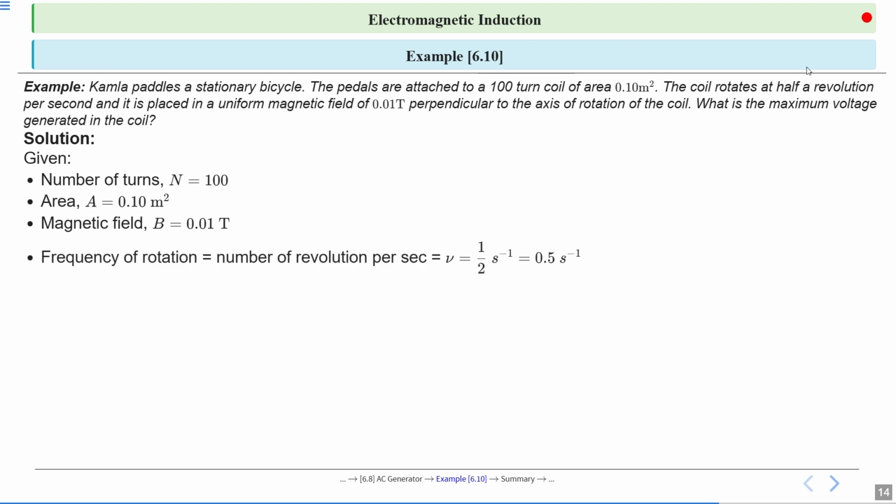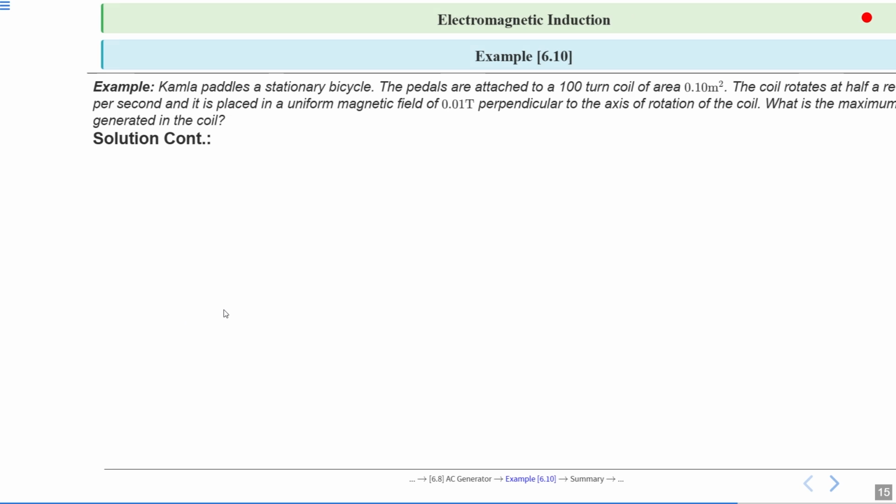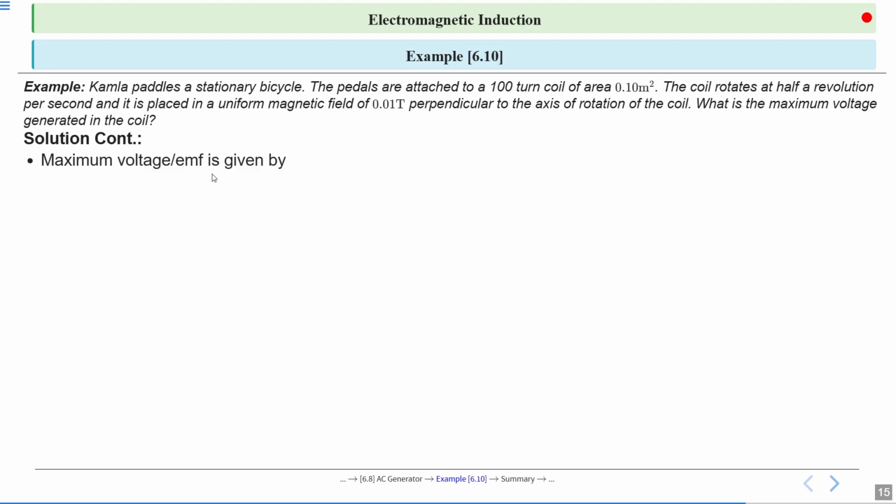Frequency is given. The coil rotates half a revolution per second. Half revolution per second means 0.5 second inverse. Angular velocity we can calculate by using omega equal to 2 pi nu. So 2 pi into 0.5 equal to pi radian per second. So maximum voltage EMF is given by, we know that maximum voltage epsilon naught is equal to NBA omega. So put all the values that are given. Epsilon naught, N equal to 100, B equal to 0.01 Tesla, area is 0.1 meter square, and omega is pi radian per second.